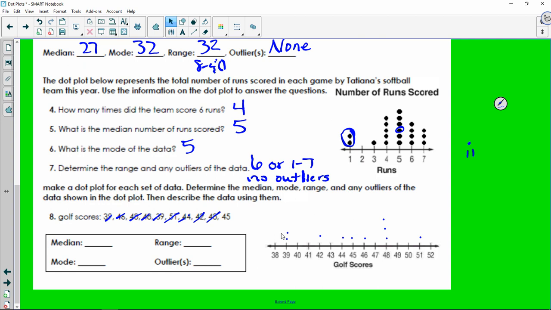That means I need the 5th and 6th. I'm going to average them. 2, 3, 4, 5, and 6. So that's 45 and 46. So my median was 45.5. My range, I went from 39 to 51, so that's 12. My mode, the only one that showed up 3 times was 48. And I really don't have any outliers on this one. 51 isn't that far from 48.